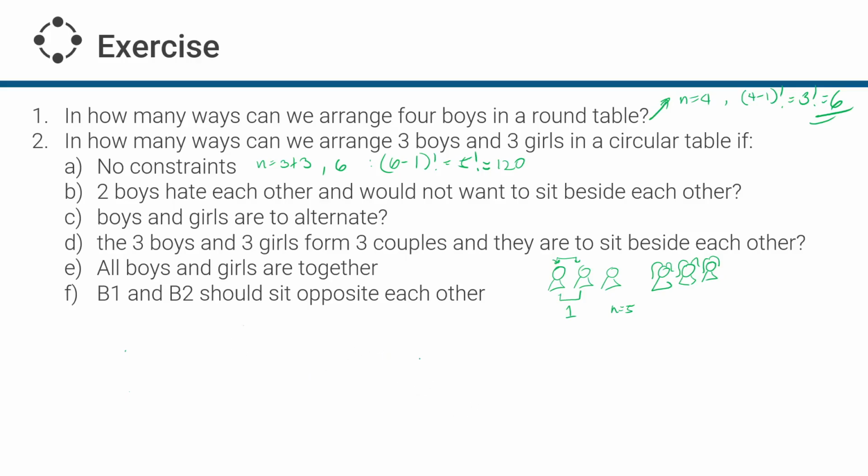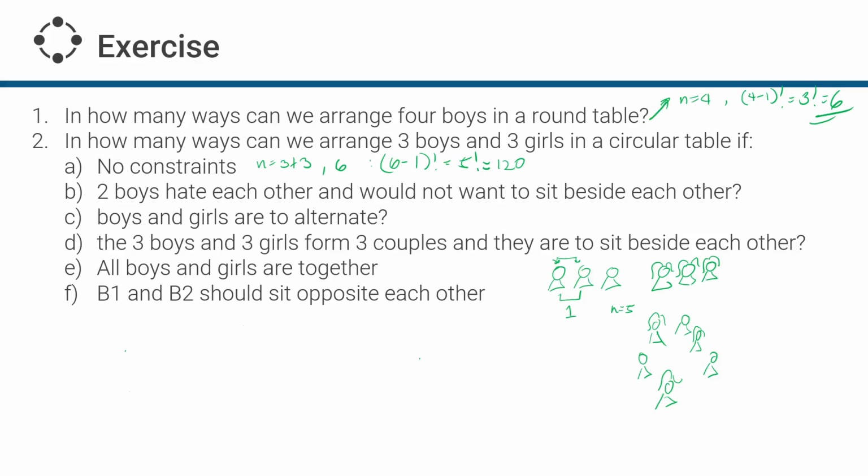So what we're going to do is arrange them in such a way that, let's first fix them together. So we have three people fixed. Then we have the girls, the three girls sitting in an alternate manner. So this is for letter C.